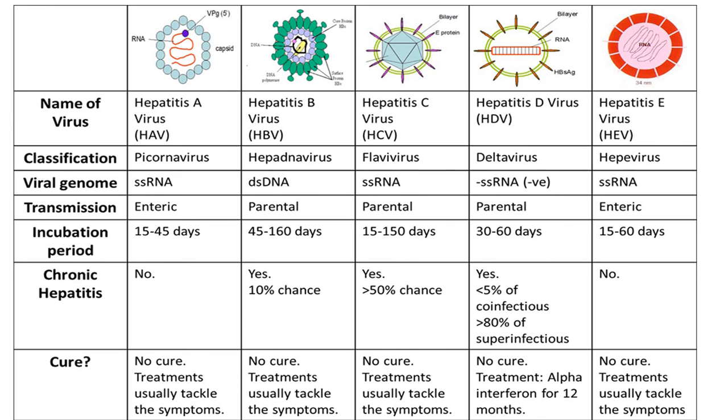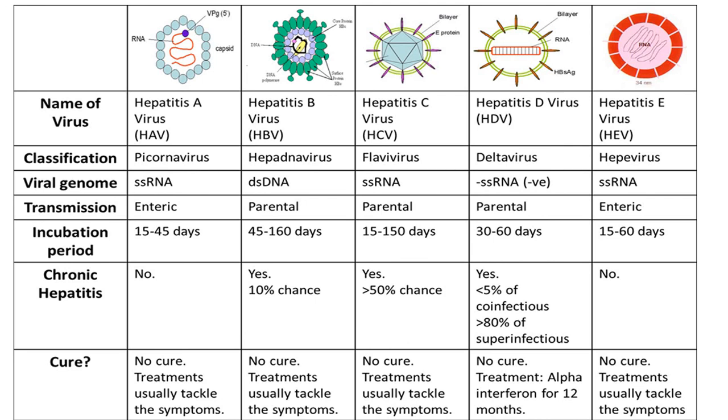Now the chronic hepatitis caused by all these viruses: no chronic hepatitis is observed with the hepatitis A virus or the hepatitis E virus, and with hepatitis B, C and D, yes, it is chronic, with 10% chances in hepatitis B, 50% chances in case of hepatitis C, and for hepatitis D, 5% in co-infections and 80% in super-infectious conditions.